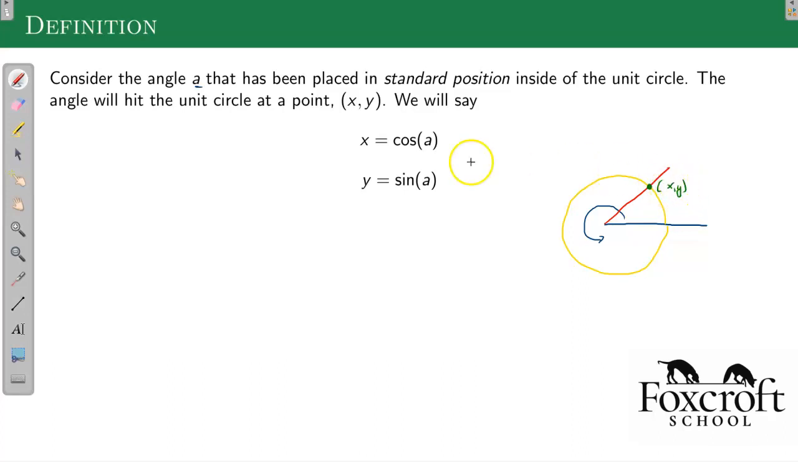And that point that it hits, the x value, we call the cosine of the angle. The y value, we call the sine of the angle. So basically, when you think of the unit circle, cosine is x, sine is y.